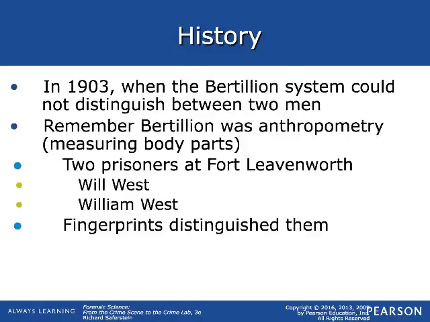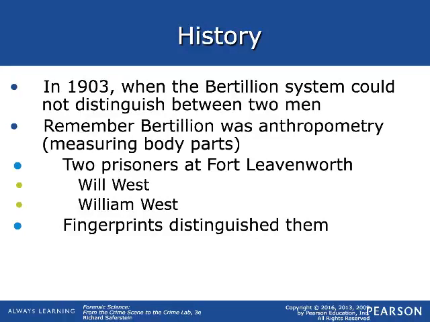So in 1903, if you guys remember from chapter 1, we talked about the Bertillon system. So the Bertillon system, remember, he did anthropometry where you would measure all the body parts, and he believed that you could distinguish between two people based on their physical characteristics, just like how long their arms were, their hair color, all that kind of stuff.